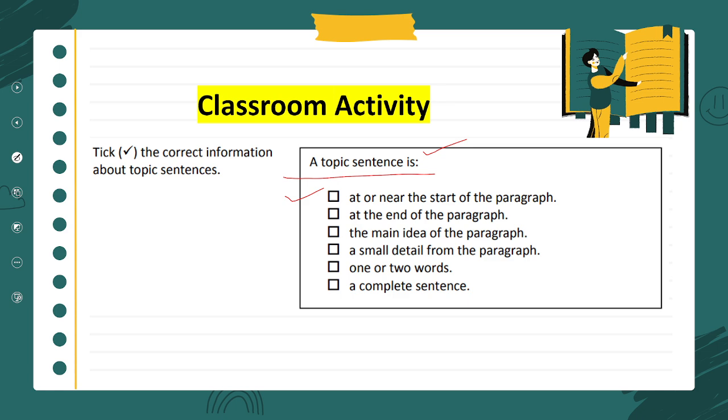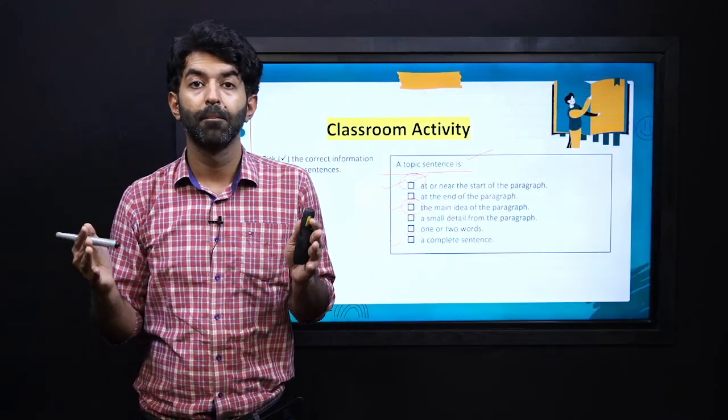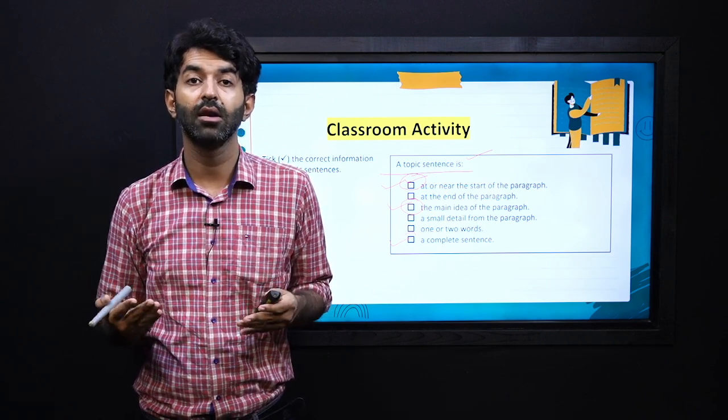this is at or near the start of the paragraph, at the end, the main idea of the paragraph, a small detail from the paragraph, 1 or 2 words, or a complete sentence. So there can be multiple correct options over here. You have to take all of them. This is at the start of the paragraph, the main idea of the paragraph, a complete sentence. So these 3 are correct. I hope you got your answers right. All these are making our topic sentence sensible and logical.